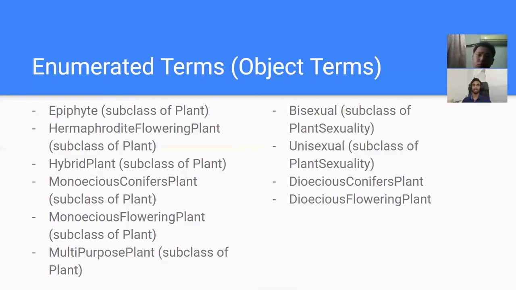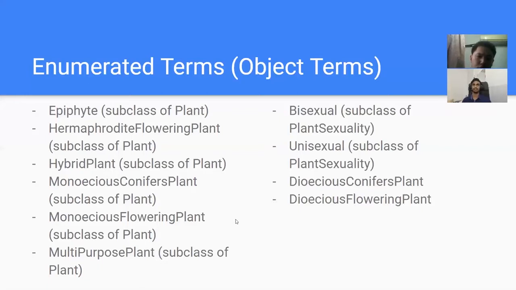Monoecious flowering plant is a subclass of a plant, which is almost the same as the previous term. However, the only difference is that it has flowers. We can classify plants that fall under this term when they have some female flower and male flower on the same plant.